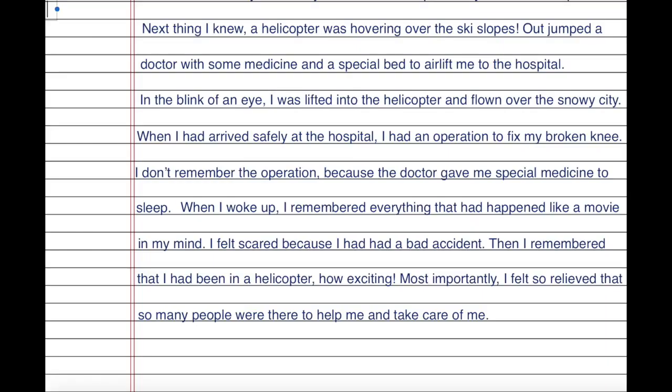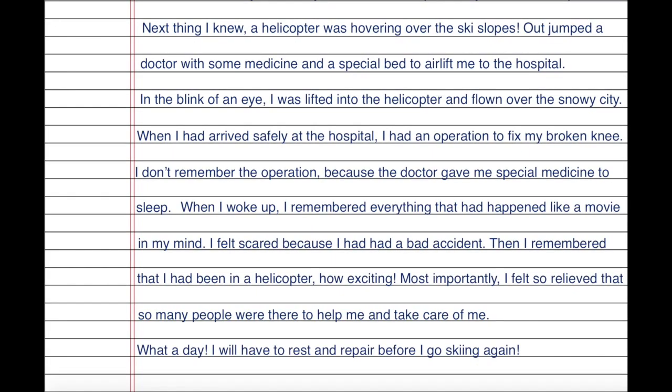I felt scared because I had had a bad accident. Then I remembered that I had been in a helicopter. How exciting! Most importantly, I felt so relieved that so many people were there to help me and take care of me. What a day! I will have to rest and repair before I go skiing again.